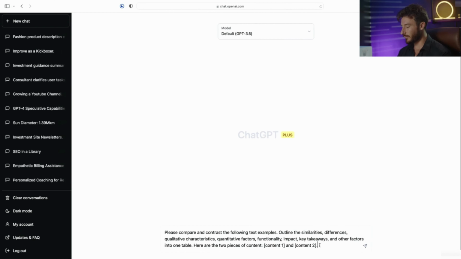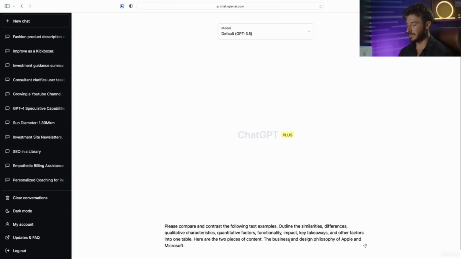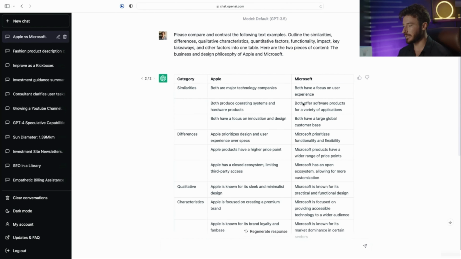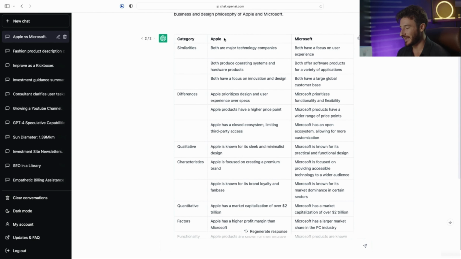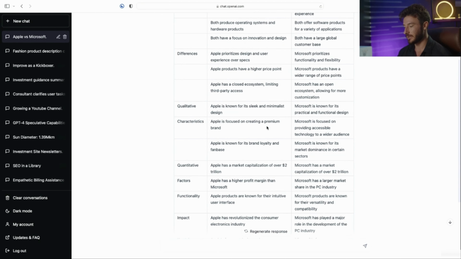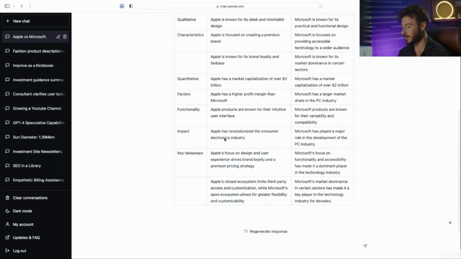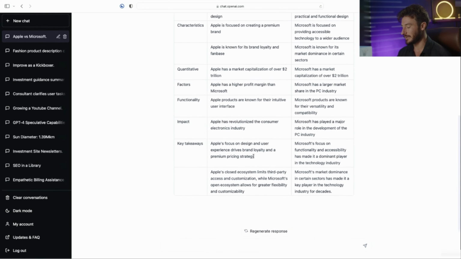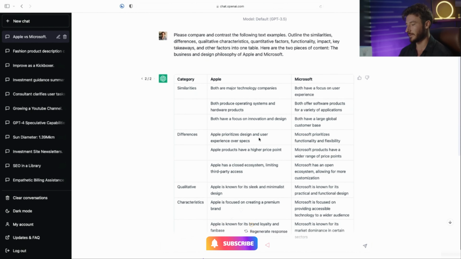So let's take our prompt formula and put in our first example. We want to know the key differences and similarities between the design philosophy and business of Apple and Microsoft. And because we asked ChatGPT to put everything into one table, aka tabular format, here we have a list of the similarities between the two, the differences, qualitative characteristics, quantitative factors, functionality, impact, and key takeaways. Now, this is a lot of information that we can easily digest because of the way it's formatted.